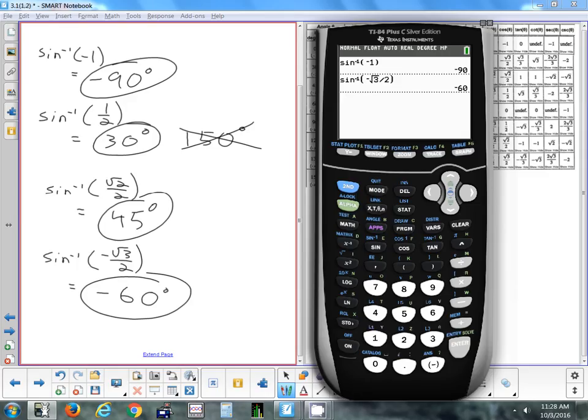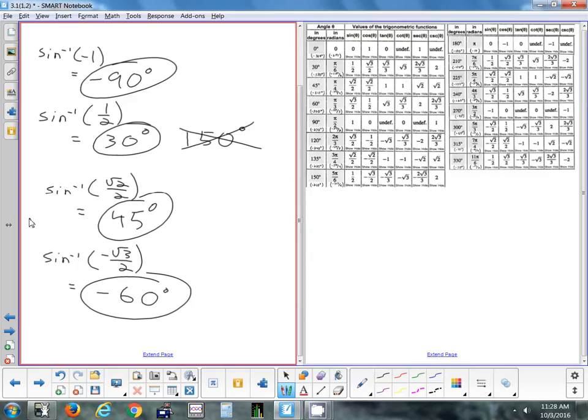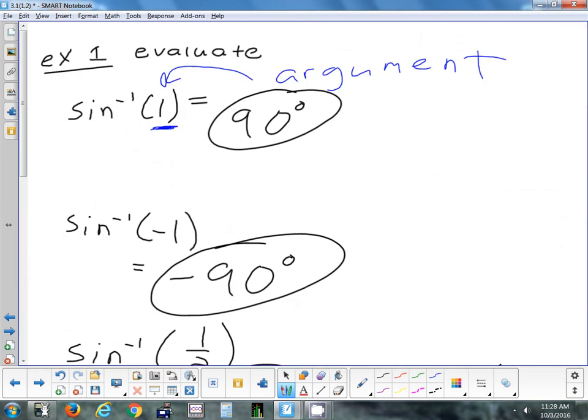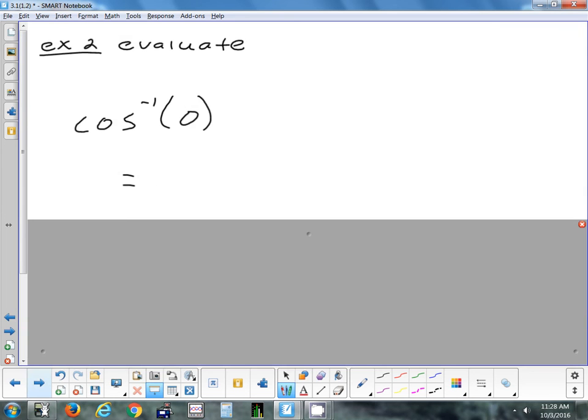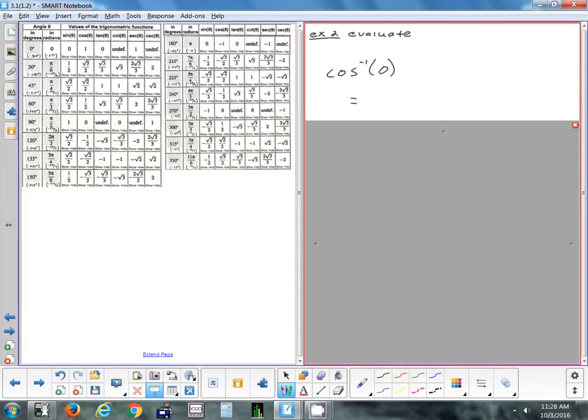Okay, so on a test, what I might do is ask you for both and then say which one is the one that is correct. Okay, so the calculator won't give you the other one, only this chart will. Okay, so any questions on using that chart? No? Okay, so let's try using it for inverse cosine.